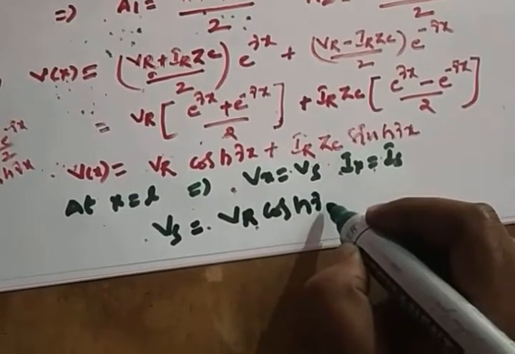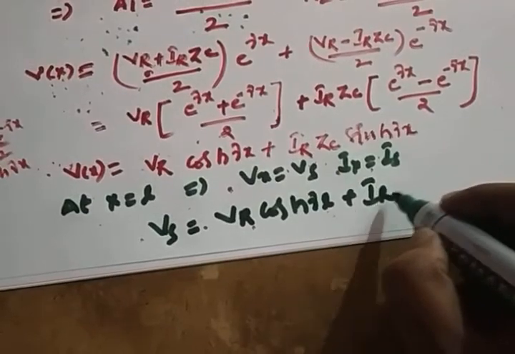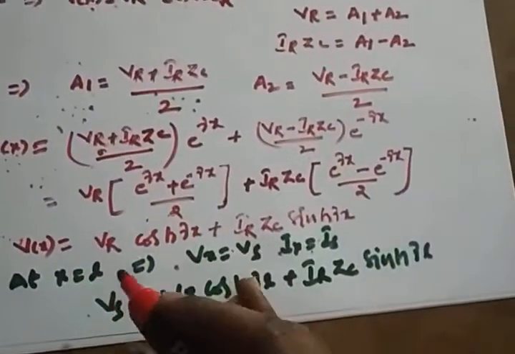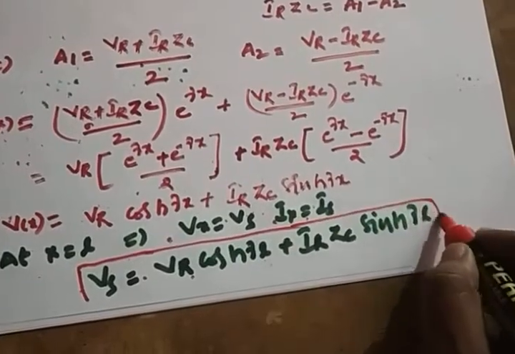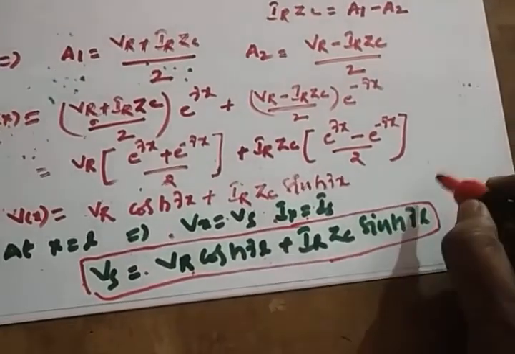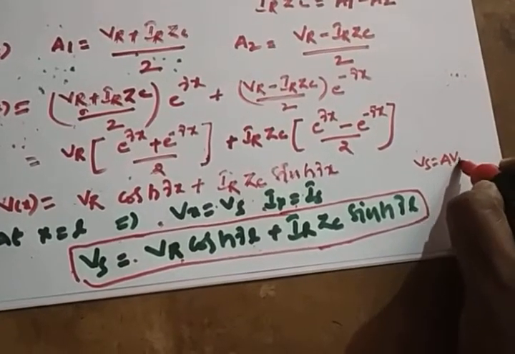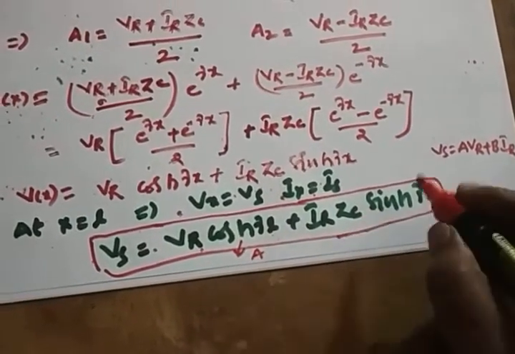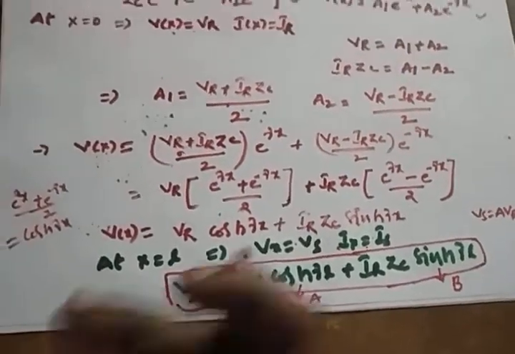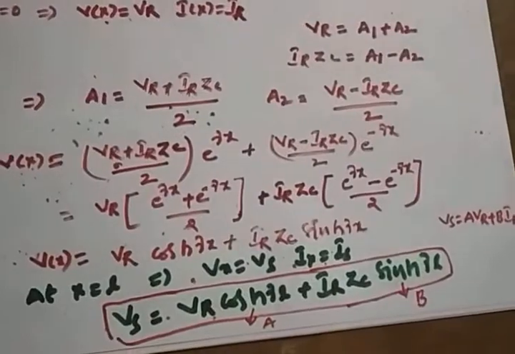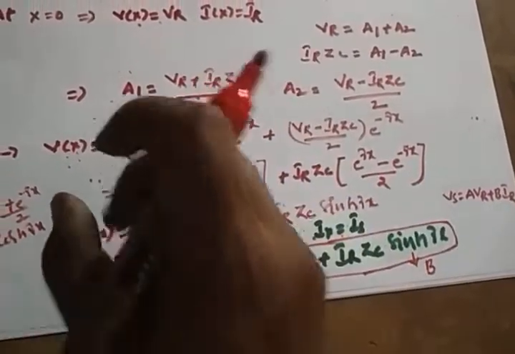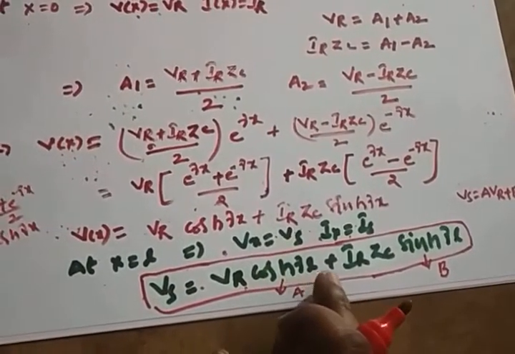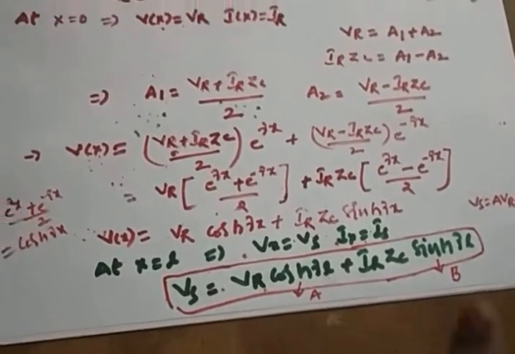cosh gamma L plus IR ZC sinh gamma L, right? So you got the formula in terms of Vs is equal to A VR plus B IR. This is called the A value, this is called the B value. So you got the parameters A and B. At x is equal to L, you substitute Vx is equal to Vs, Ix is equal to Is. Now you got the value of Vs is equal to VR cosh gamma L plus IR ZC sinh gamma L. So you got the A and B value.